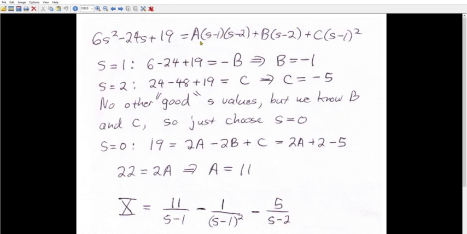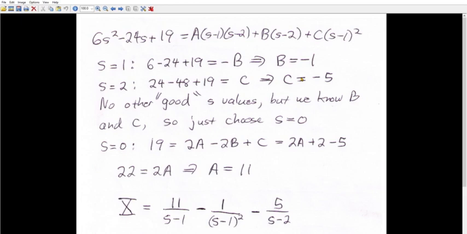Now, another obvious thing to put in is s equals 2. And what's going to happen is this is going to vanish, this is going to vanish, and this thing is going to become 2 minus 1, which is 1 squared, so we're just going to get a c. And now when you put 2 in for s squared, this is a 24, this is a 48, this is a 19. When you add these things up, you get minus 5, so c is minus 5.